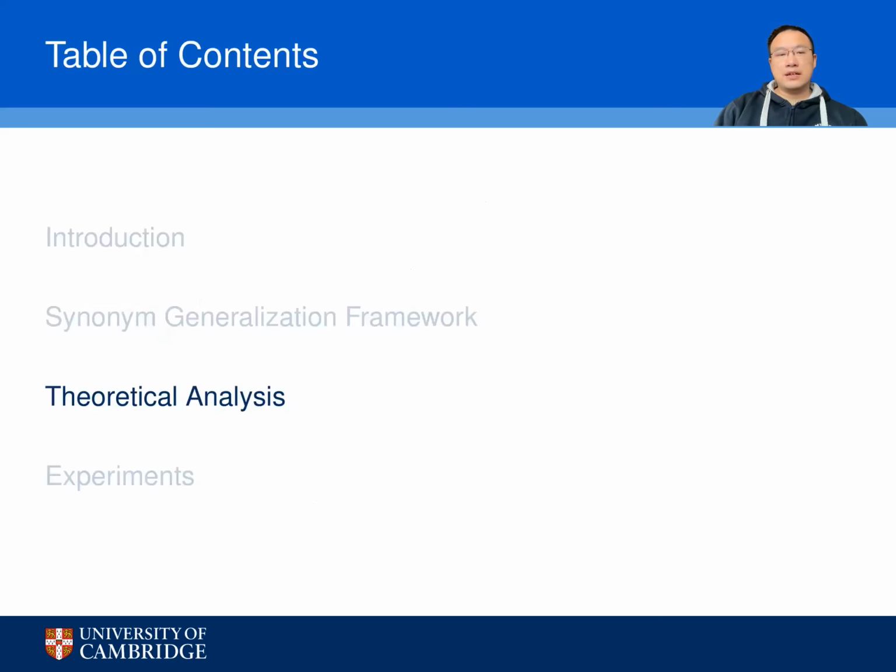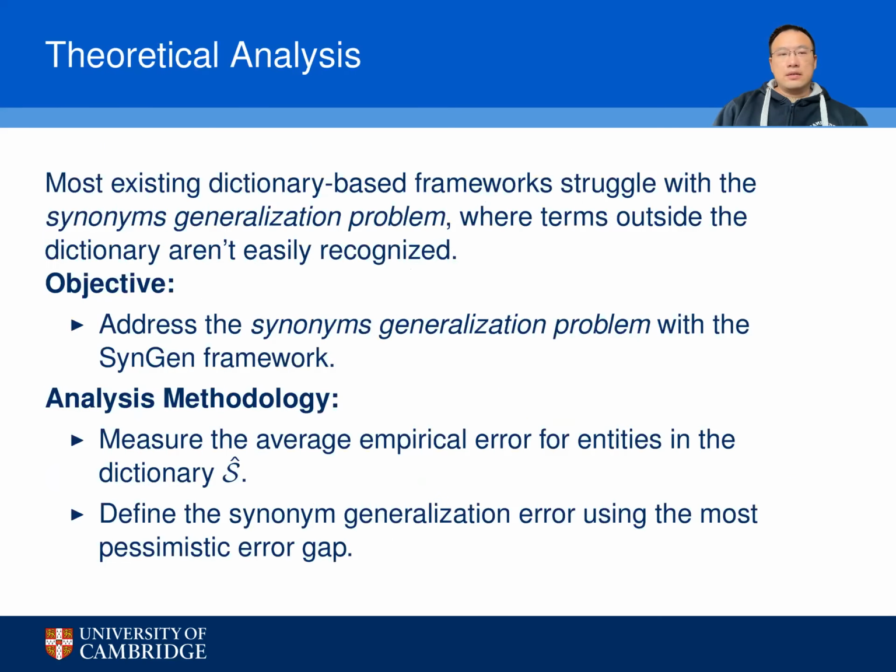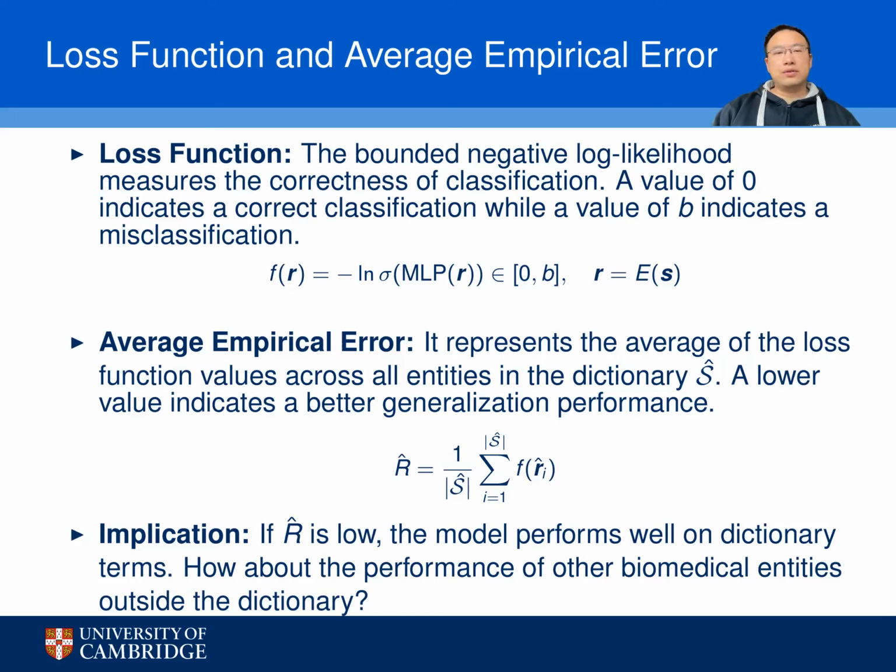Now let's move on to the theoretical analysis. Most existing dictionary-based frameworks struggle with the synonym generalization problem, and we propose two components to resolve this problem. In this section, we hope to give a theoretical analysis of how and why our newly proposed regularizers can help to alleviate the problem. Now, let's move on to define the loss function and the average empirical error.